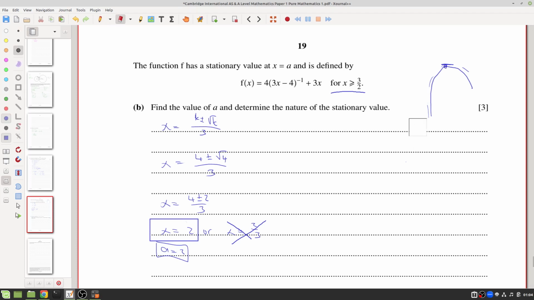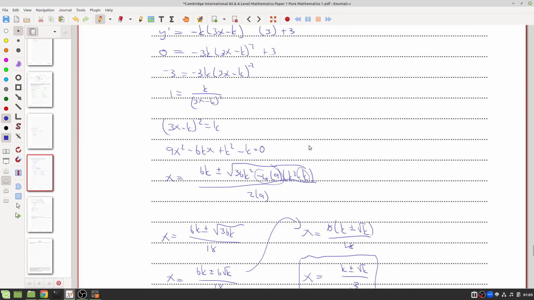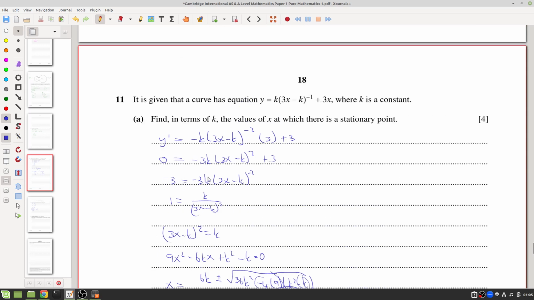So if your second derivative is negative at that point, we've got a maximum point. And if the second derivative is positive, we've got a minimum point. So let's find the second derivative. First derivative was, what did we have for that? First derivative was this, negative. Okay, we know what k is. So it's this. So let me just rewrite this.